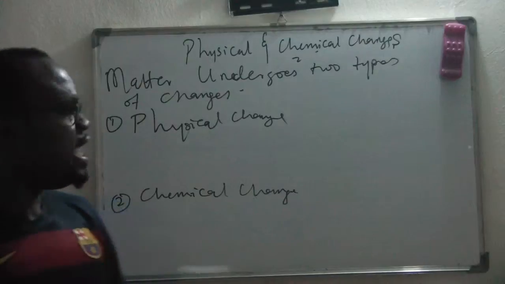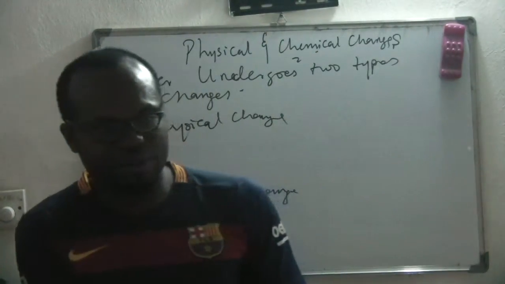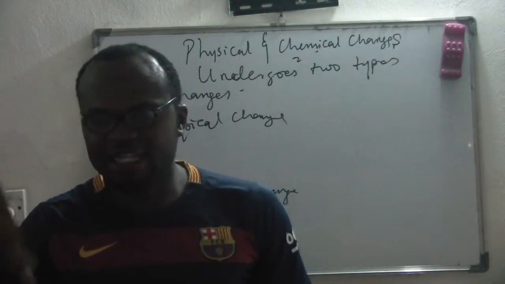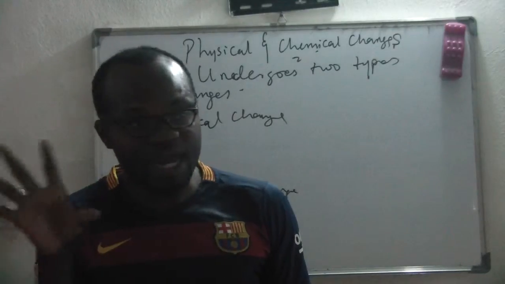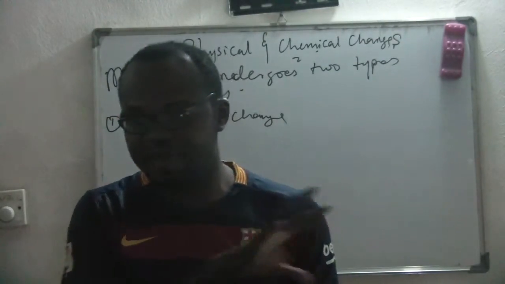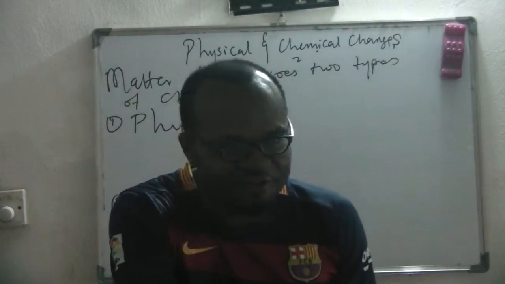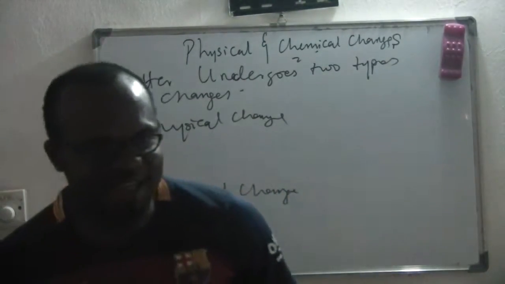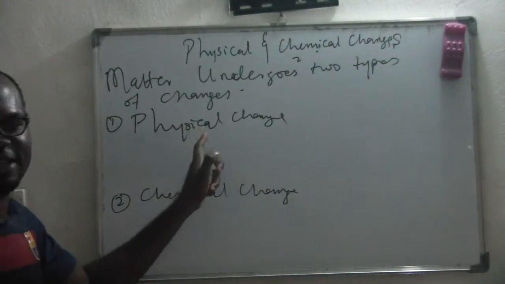A physical change is a change from one state to the other that is reversible. Example, when ice changes from ice block to water, can it be reversed? Yes. How can you reverse it? Putting it in the freezer. It will get back to ice. So it is reversible. So therefore, what kind of change is that?